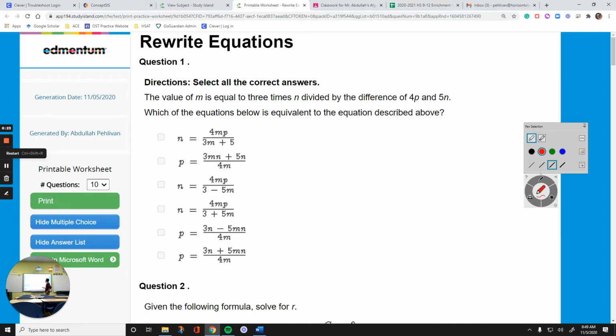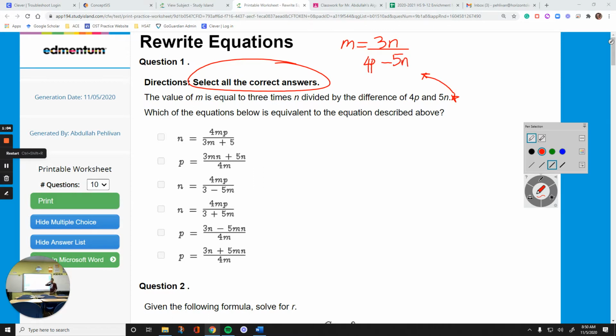Okay, so this question says, directions: select all the correct answers. Let's see the question first. Which of the equations below is equivalent to the equation described above? So there's an equation described in here. I've got to figure out which one of these are the same as that one. So first I need to create that equation to see how it looks. The value of m is equal to 3 times n divided by the difference of 4p and 5n.